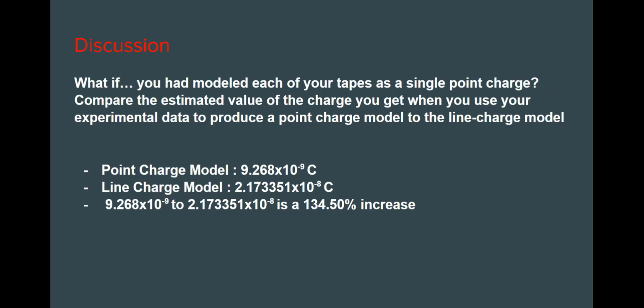The question then asks, what if you had modeled each of your tapes as a single point charge like in the previous lab? Compare the estimated value of the charges. As shown, the charge with a point charge model was 9.268 times 10 to the negative 9, while the line charge showed a charge of 2.173351 times 10 to the negative 8. This difference in model showed a 134.5% increase in coulombs.